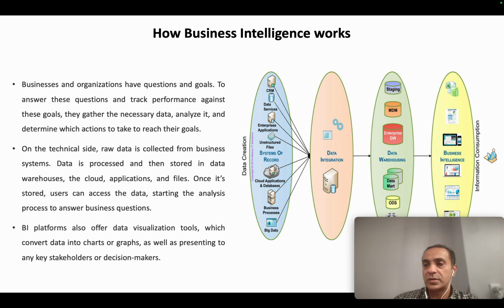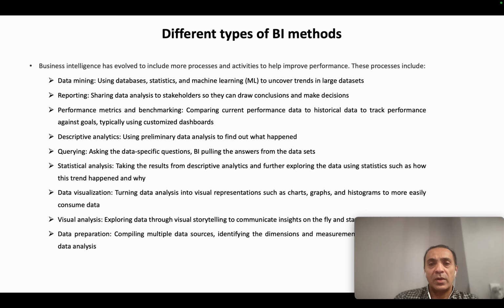And eventually it goes to business intelligence, where it is used for insight generation or analysis. Well, different types of BI methods. Business intelligence has evolved to include more processes and activities to help improve performance, and these processes include data mining, that uses databases, statistics, or machine learning to uncover trends in large data sets. And it also includes reporting, where it's used to share data analysis with the stakeholders so they can draw conclusions and make decisions.